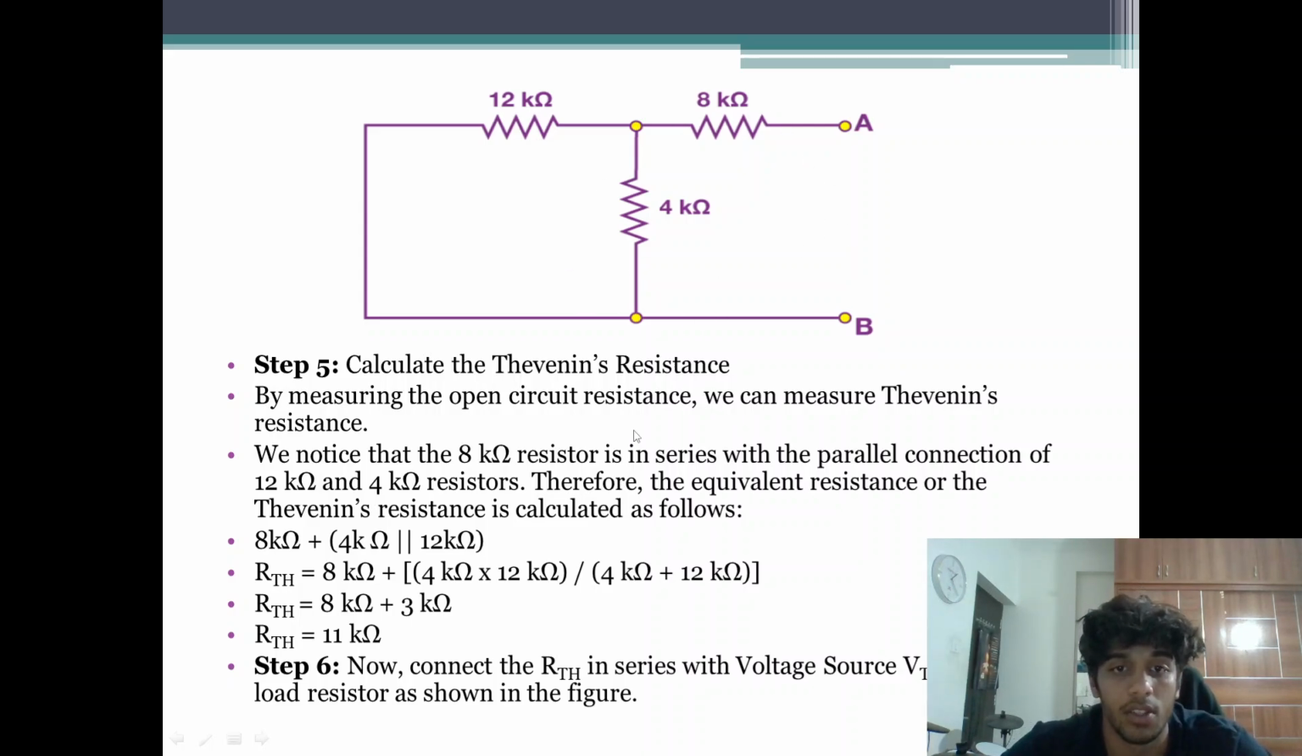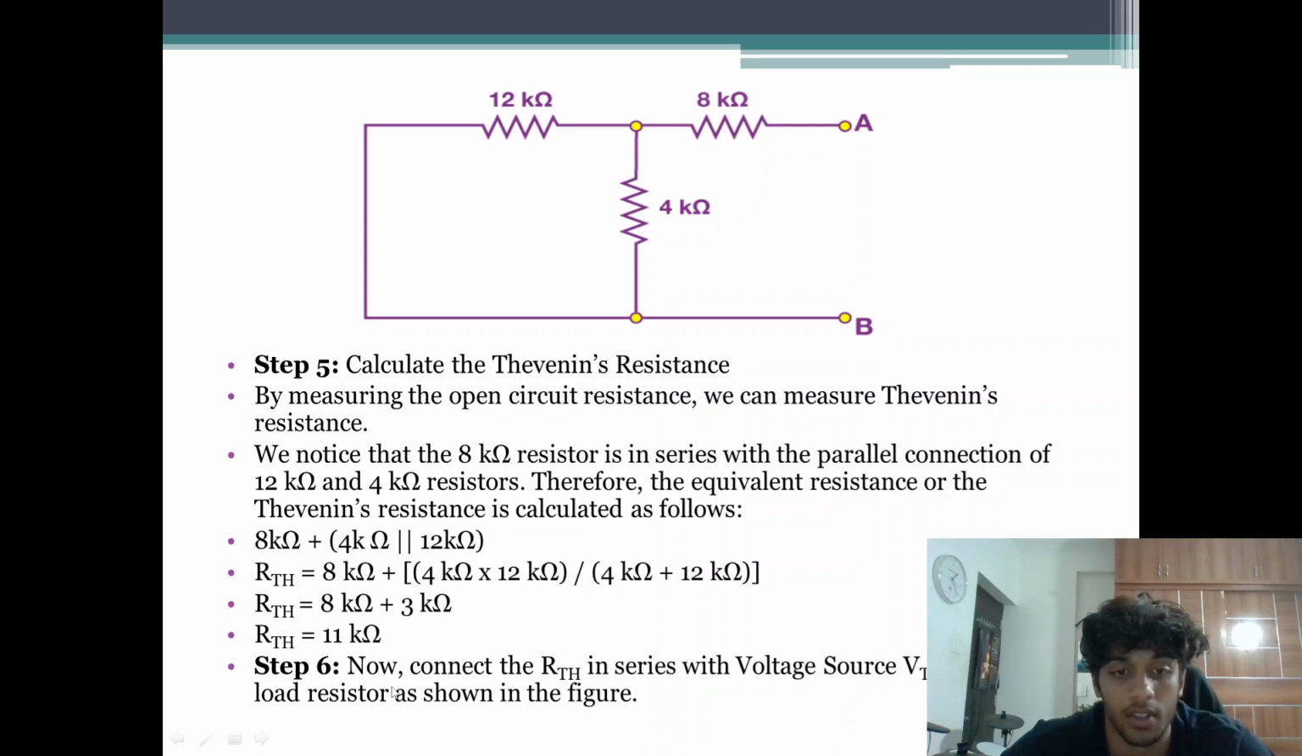Now step 5 is to calculate Thevenin's resistance, that's RTH. By measuring the open circuit resistance, we can measure Thevenin's resistance. We notice that the 8K ohm resistor is in series with the parallel connection of 12K ohm and 4K ohm resistors. Therefore, the equivalent resistance or Thevenin resistance is calculated as follows. So this is how it's calculated. You guys can just take a look at it.